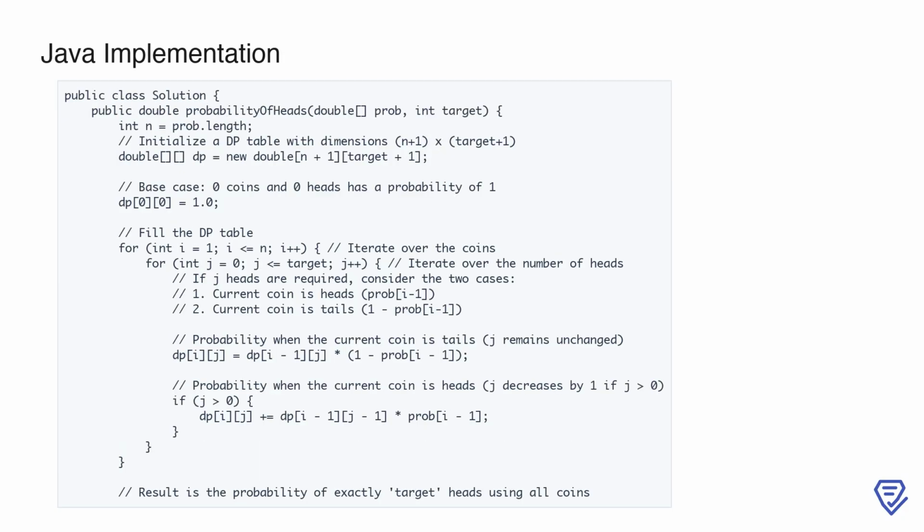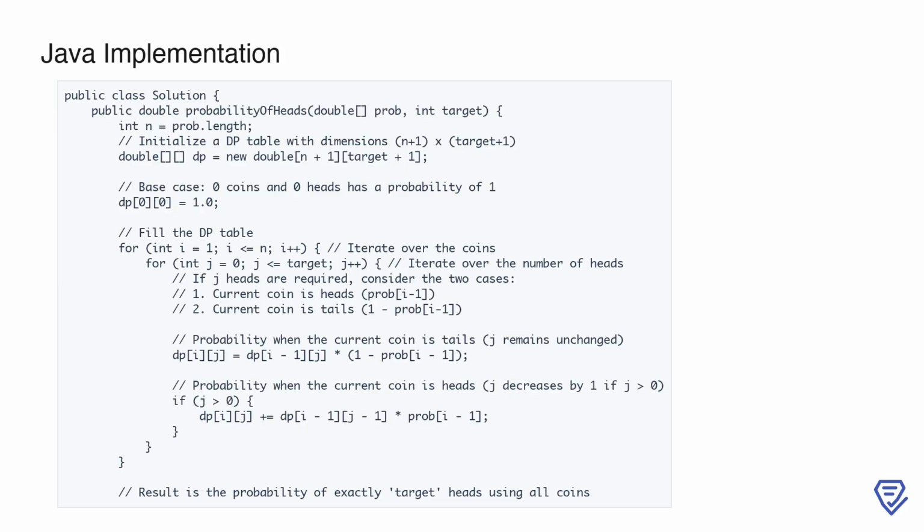Here, we begin with the Java implementation of the problem Toss Strange Coins. The solution uses dynamic programming to calculate the probability of getting exactly the target number of heads when tossing the coins. First, we initialize a 2D array called dp with dimensions of n plus 1 by target plus 1, where n is the number of coins. This table will store the probabilities for different combinations of coins and heads. The base case is defined as having 0 coins and needing 0 heads, which has a probability of 1, so we set dp[0][0] to 1.0.